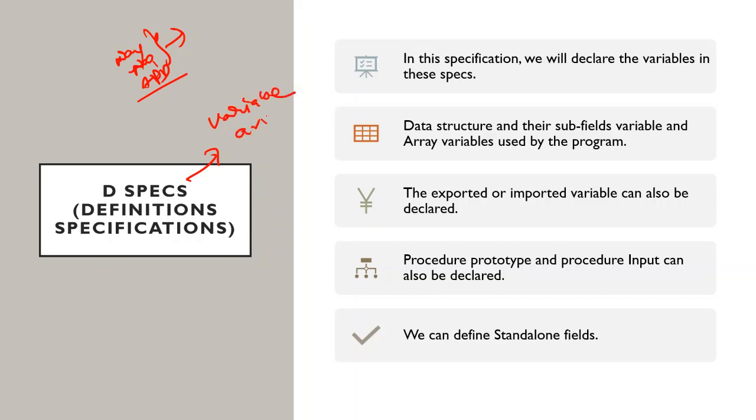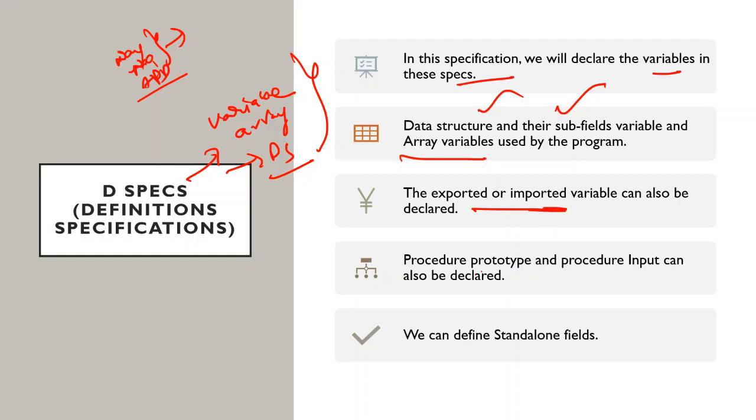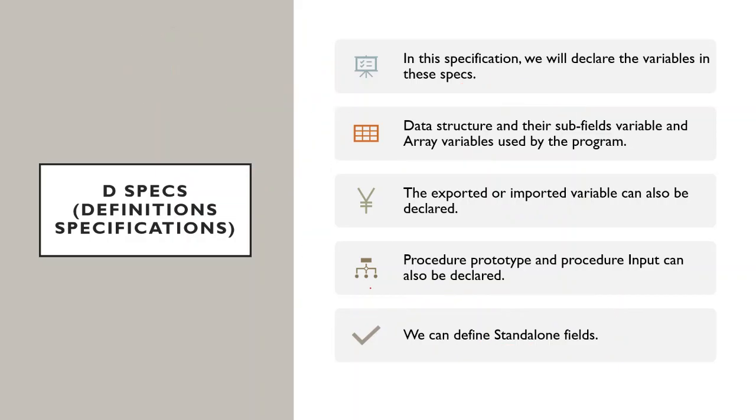Here you mention the variables. Here you can also mention the arrays. Here you can also mention the data structure. All these you usually define in the D specification. So we declare the variables, data structures and their subfields, variables and array variables here, exported and imported variables, prototypes and procedures also here, and we can define the standalone fields. All these things you can mention in the D specification only.